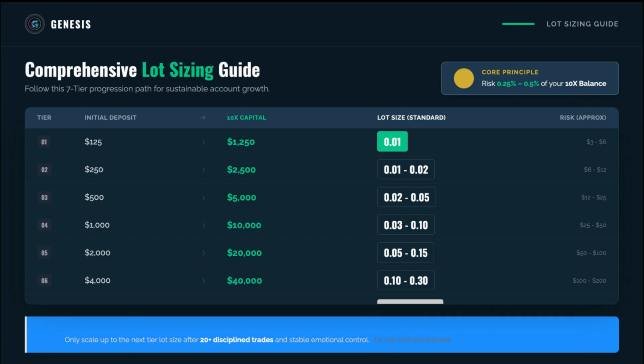Tier 2, $250 becomes $2,500. Your lot size stays small, 0.01 to 0.02, and your risk range is about $6 to $12, and so on. Now here's the most important line on the whole page. Only scale up after 20 plus disciplined trades and stable emotional control. Translation: don't increase because you had one good day. Increase because you proved you can be consistent.